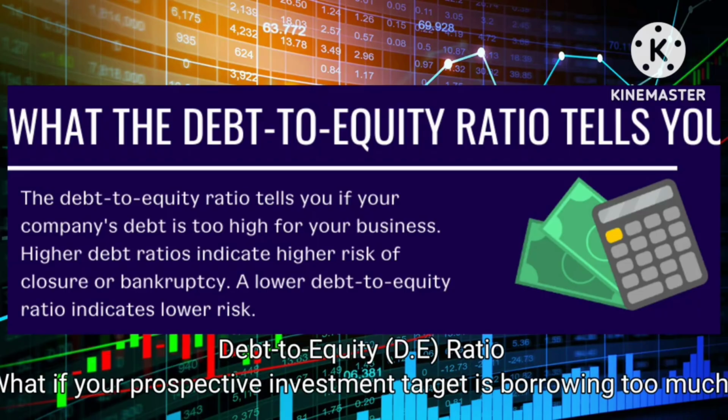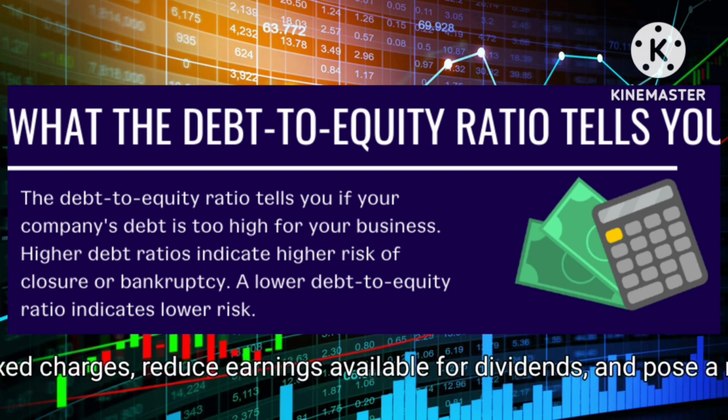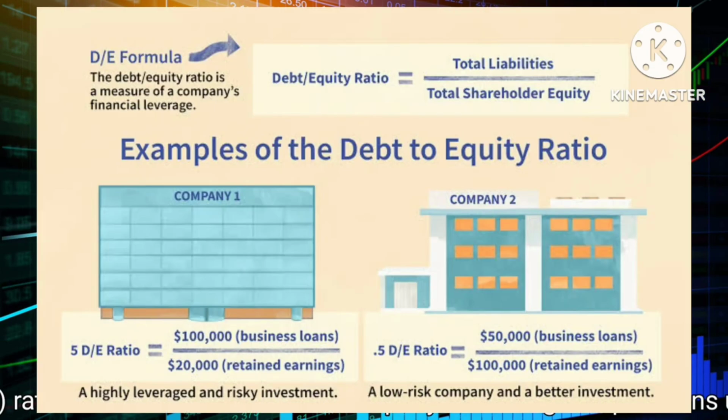Debt to equity (D/E) ratio. What if your prospective investment target is borrowing too much? This can increase fixed charges, reduce earnings available for dividends, and pose a risk to shareholders. The debt to equity (D/E) ratio measures how much a company is funding its operations using borrowed money. It can indicate whether shareholder equity can cover all debts if necessary. Investors often use it to compare the leverage used by different companies in the same industry. This can help them determine which might be a lower risk investment.